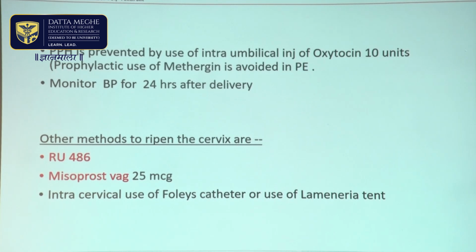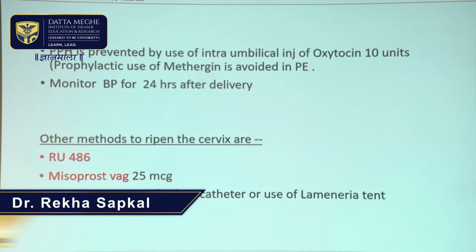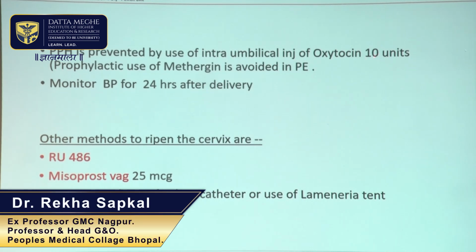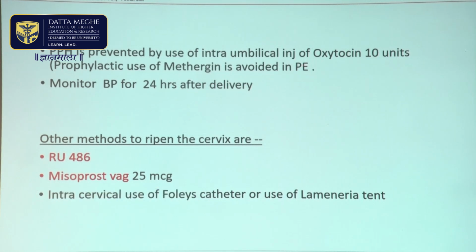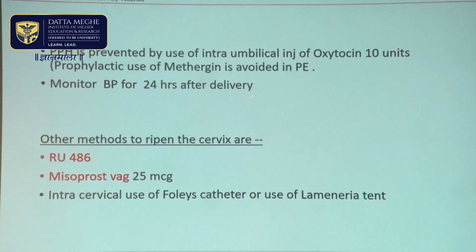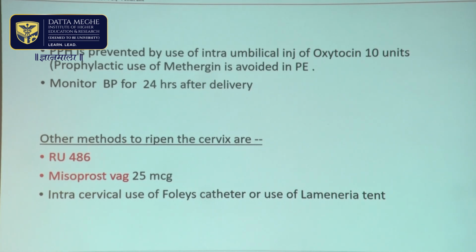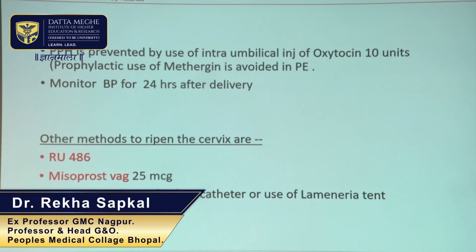Postpartum hemorrhage is a concern in preeclampsia because of high blood pressure. There is chance of postpartum hemorrhage, so it is prevented by giving intra-umbilical injection of oxytocin 10 units. Prophylactic use of methergine is avoided in preeclampsia. So, we have learned one most important thing, avoid use of methergine in preeclampsia. Monitor the blood pressure for 24 hours after delivery at least, because there is a risk of postpartum hemorrhage and convulsions also. Other methods to ripen the cervix are, you must remember, RU486, they are rare method.